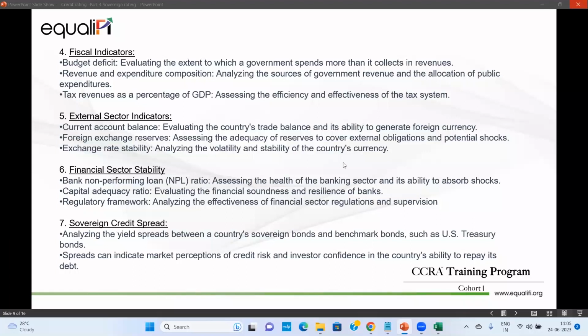Well, guys, let's start with fiscal indicators. When we talk about fiscal indicators, there could be three important things. One is budget deficit, then revenue and expenditure composition, then tax revenue as a percentage of GDP. Now, what do we call budget deficit? What is budget deficit? It is written there, but what could be the cause of budget deficit?